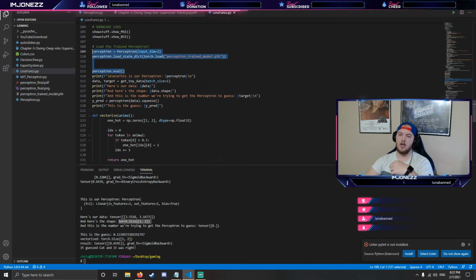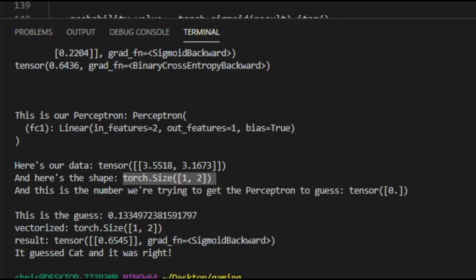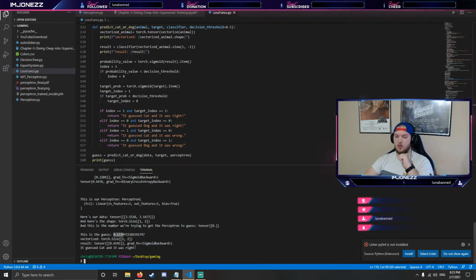This is how you load your Perceptron after you have trained it. So you instantiate a new version of the Perceptron with the exact same input dimension as the trained model you're trying to load. You then load the state dictionary of the file that we have. So we have our data, we have our target, and we have our prediction. Our data looks like this. Our target looks like this. Our guess is 0.133497 and on and on.